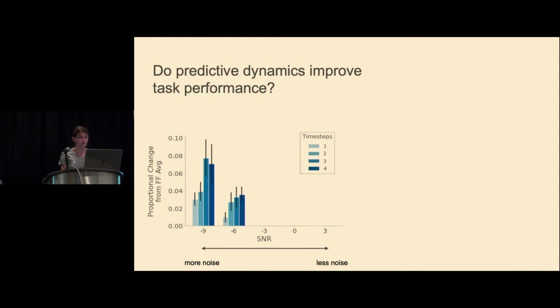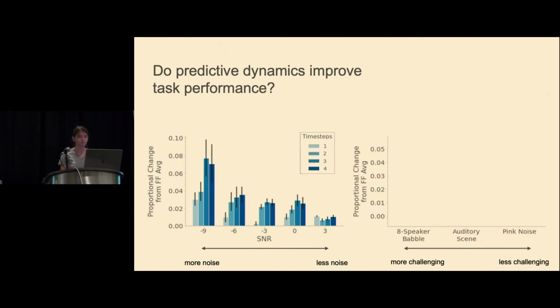So here are the results for -6 dB. We see a decrease in overall performance. The improvement is seen across time steps. And here are the results for the other SNRs. Note that we see the largest change for the lowest SNR, -9 dB, and the smallest change for 3 dB. This suggests that the predictive dynamics are most useful for noisier sounds.